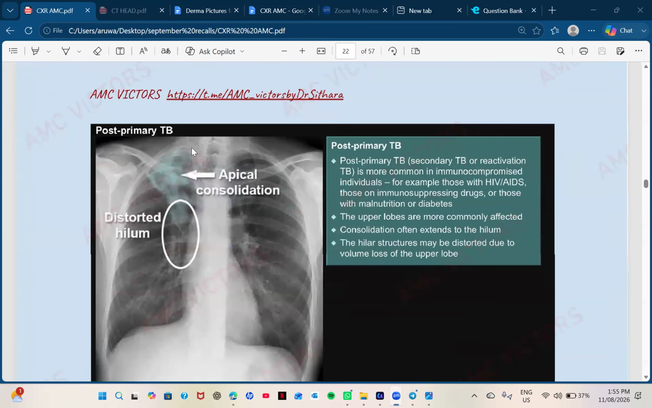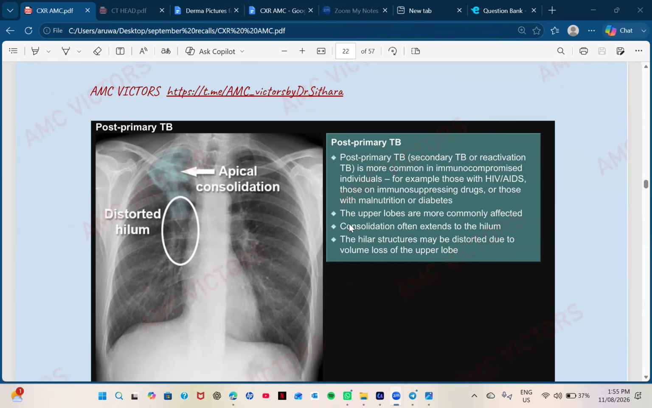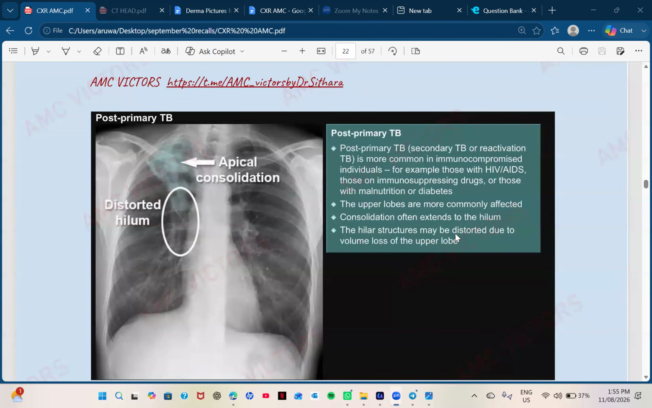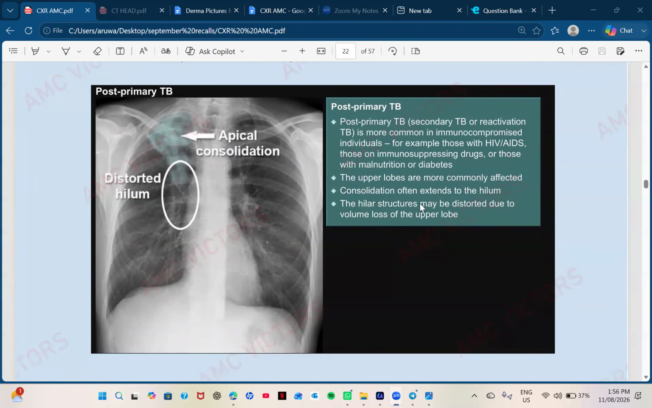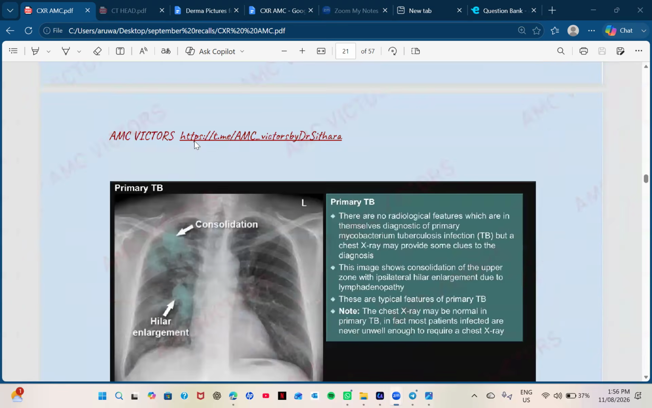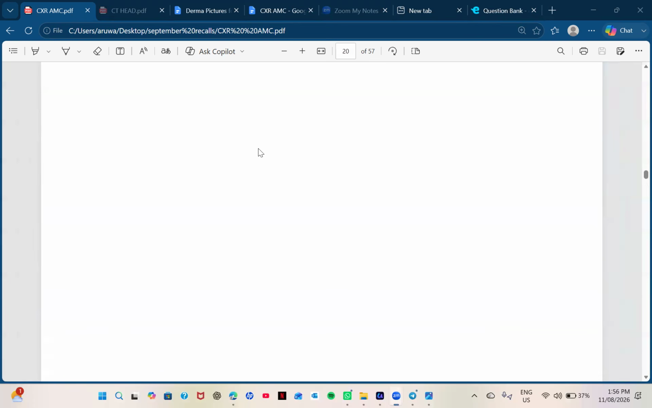Then other than primary TB, secondary reactivation TB is more common in immunocompromised individuals. The upper lobes are more commonly affected, with apical consolidation. Often the consolidation extends to the hilum. This is an example; the hilar structures may be distorted due to volume loss. Here you can see the apical consolidation in post-primary TB. You just need to understand how these consolidations present, the white opacity, right? I'll show some pictures.